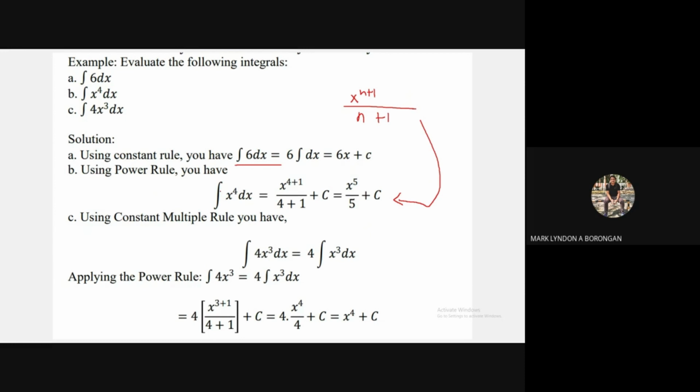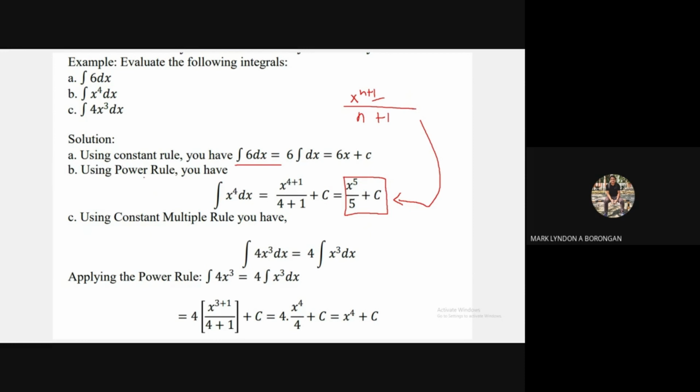Applying this rule, from the integral of x to the power of 4, you'll have x to the power of 4 plus 1, since it's n plus 1. Then you use the exponent plus 1 as the divisor, so you divide by 4 plus 1. Simplifying, you get x to the power of 5 divided by 5 plus c. That is our final answer using the power rule.